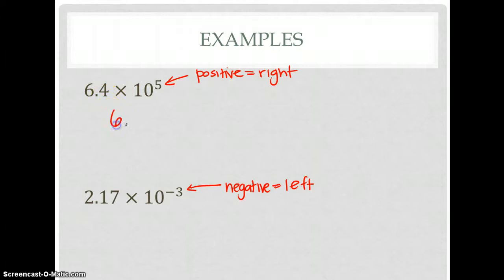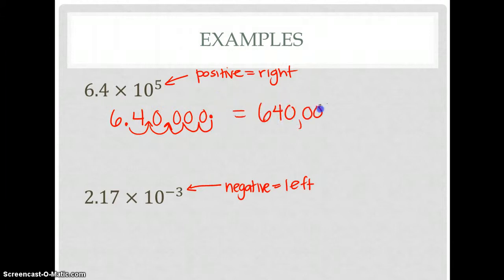So if I write out 6.4, this times 10 to the 5th, if you think about multiplying by 10, your shortcut is move the decimal place over to the right. So we're going to move over to the right 1, 2, 3, 4, 5 times. Any blank spaces, so there's where our decimal ends up, any blank spaces would be filled in with a 0. So 640,000. Another way to express 640,000.